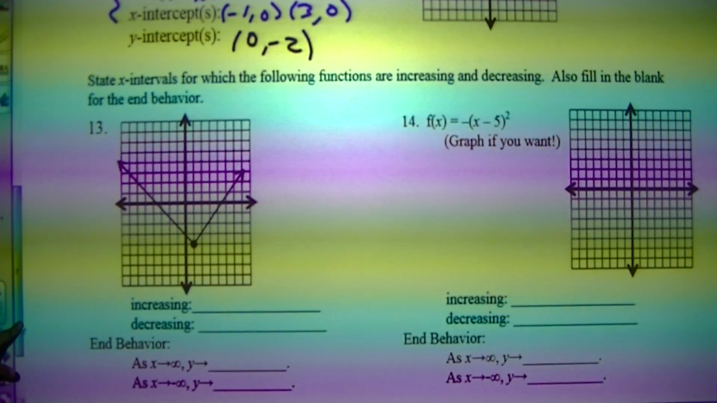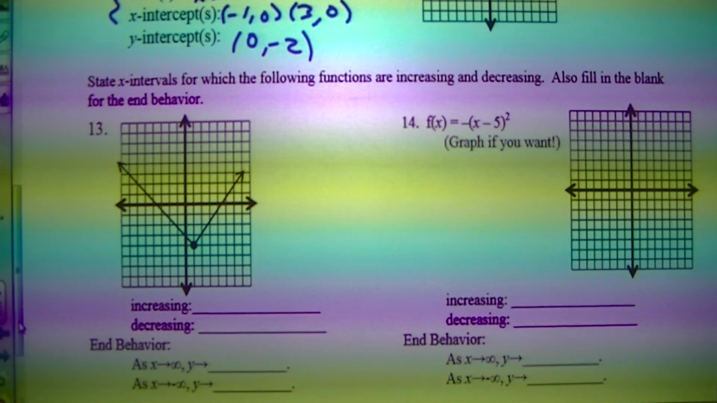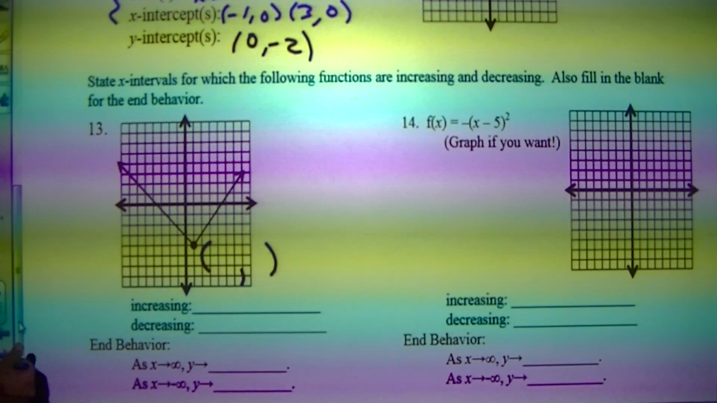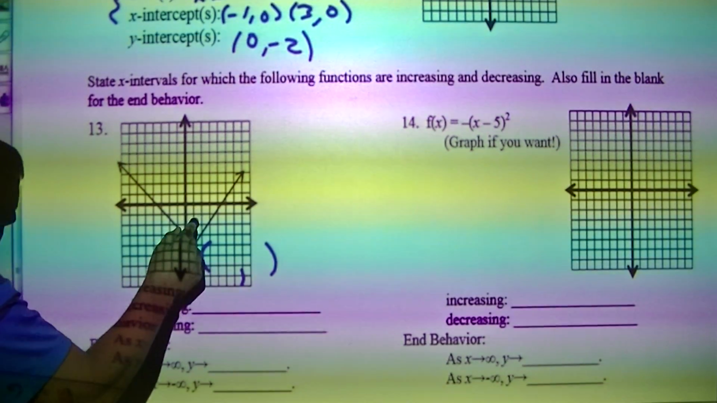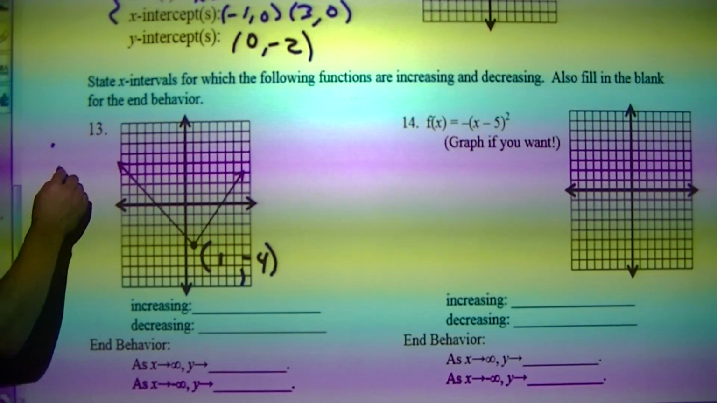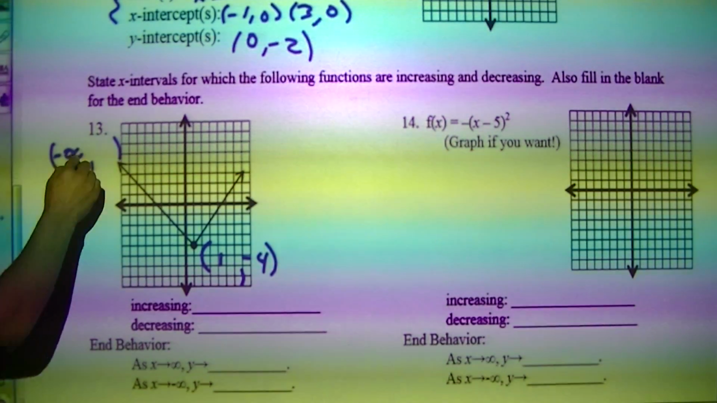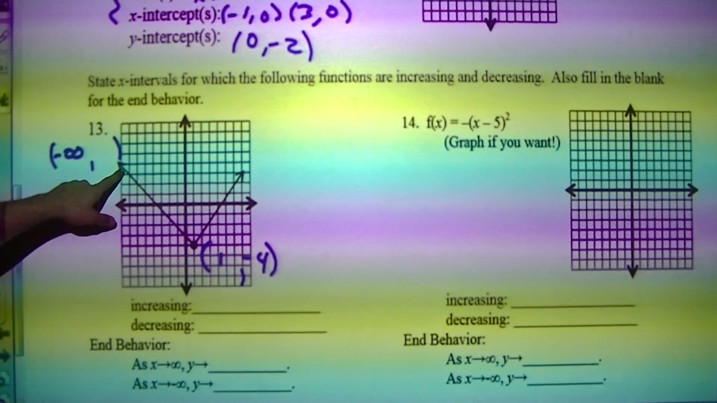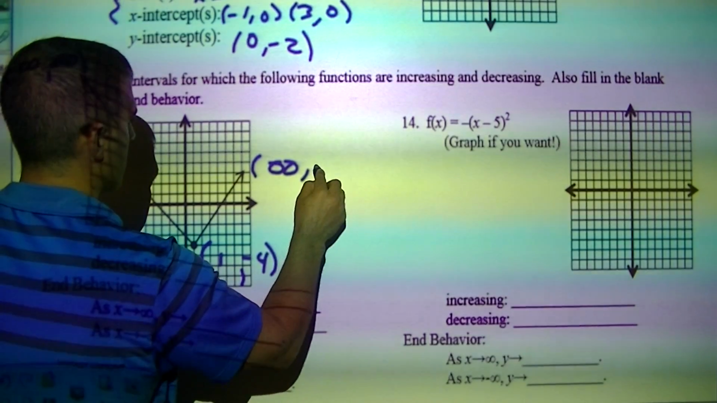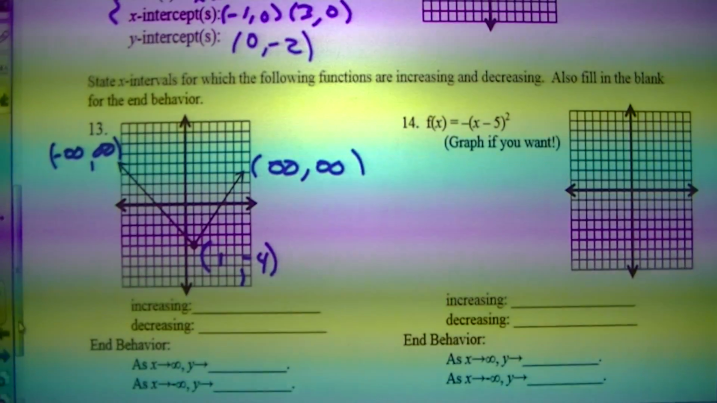Okay. Write the intervals where it's increasing and decreasing. Now, what I would do for this, go ahead and label this point right here. That's the anchor point, 1, 1, 2, 3, and 4. So 1, negative 4. Label your arrows. Since that's a left arrow, that's negative infinity. And since it's going up, it's positive. This is a right arrow. And since it's going up, it's also positive infinity.